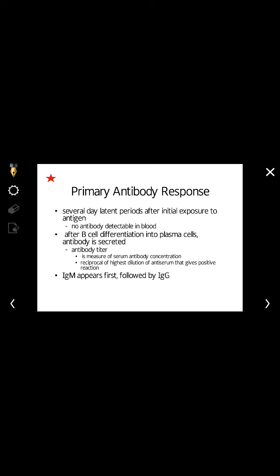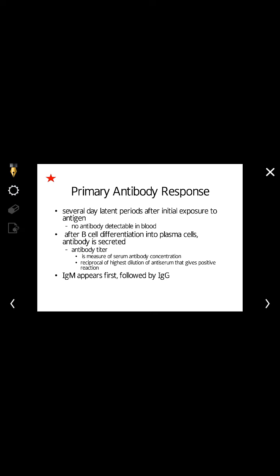So primary antibody response: several day latent period after initial exposure to the antigen. You get no antibody detectable in the blood. And after B cell differentiation into plasma cells, antibodies are secreted, and millions get secreted.